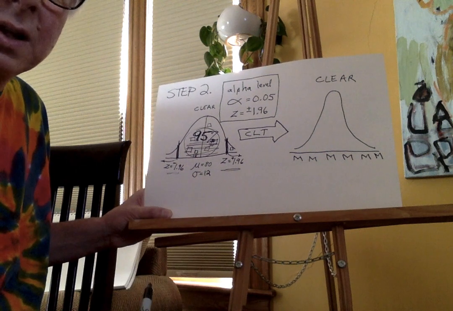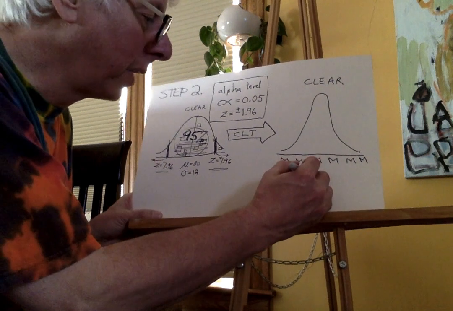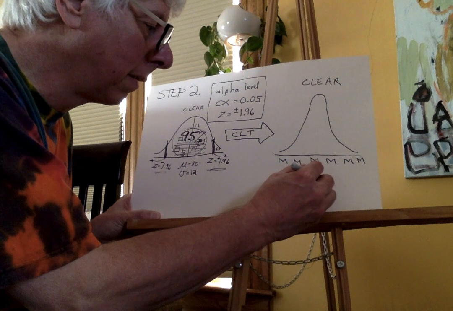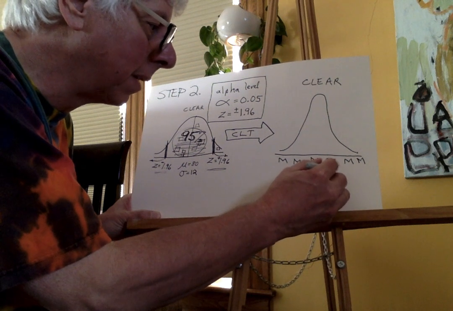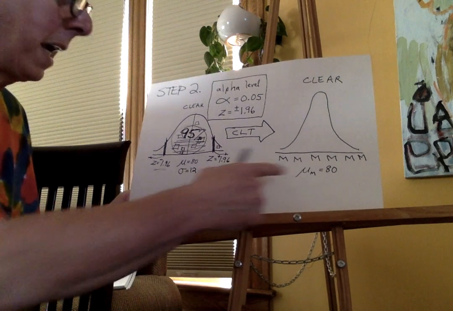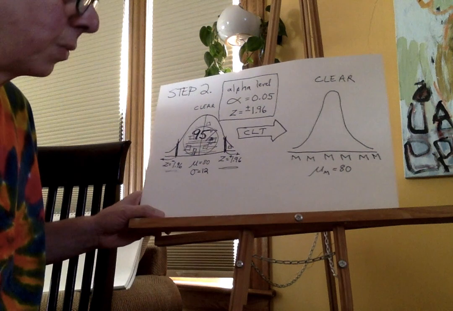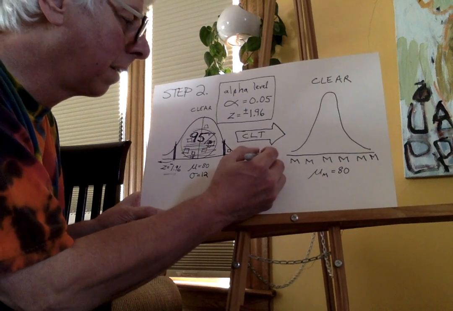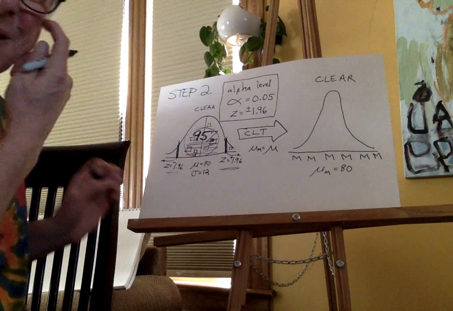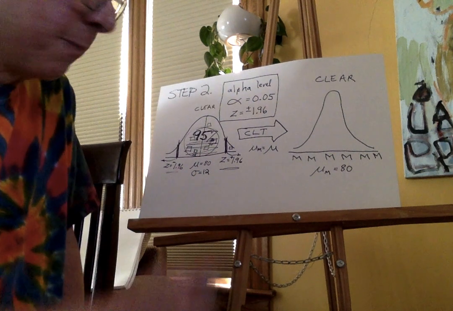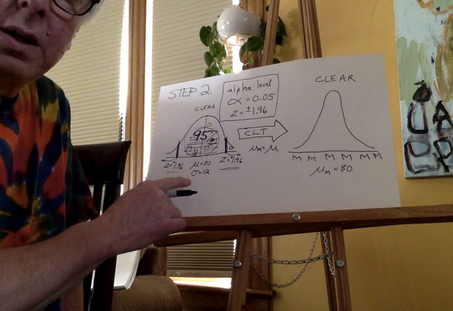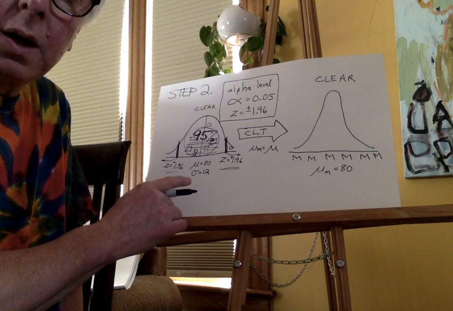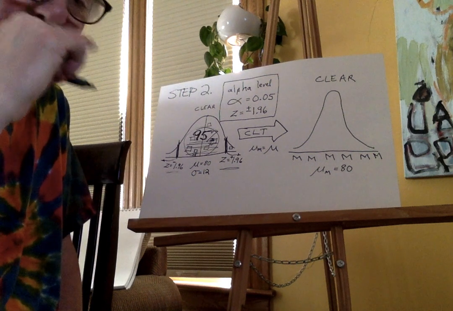These are sample means for the clear solution, okay? Sample means for a clear solution. But we know what that's going to look like, right? We know that the mean here will be 80, right? Because we know central limit theorem, the mean of a sampling distribution of means will equal the mean from our individual population of individual scores, okay?